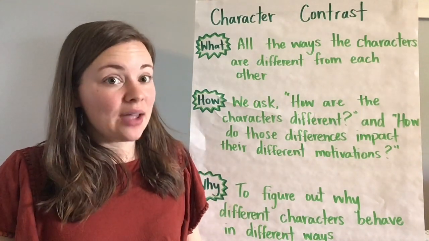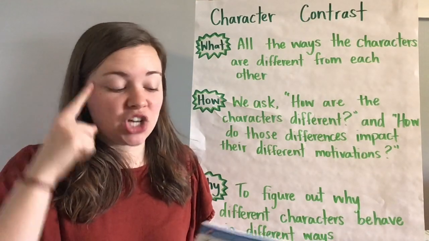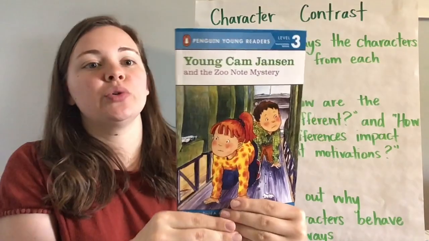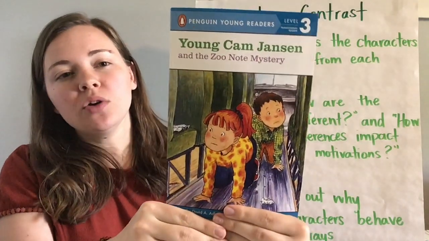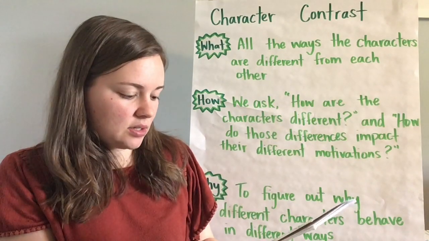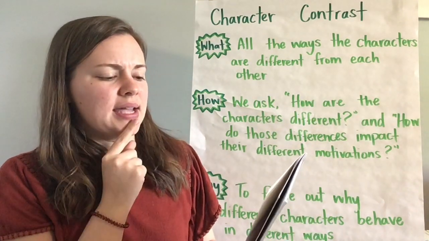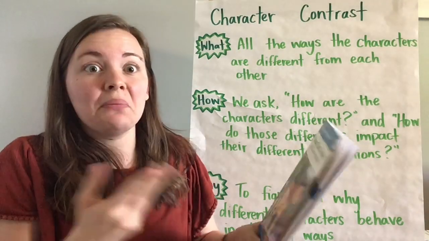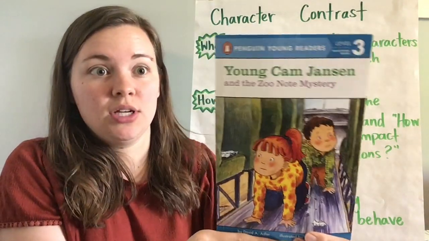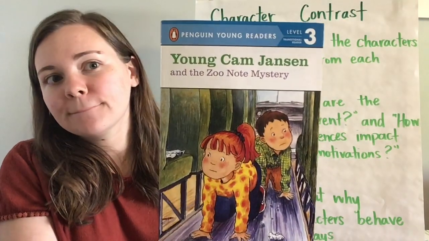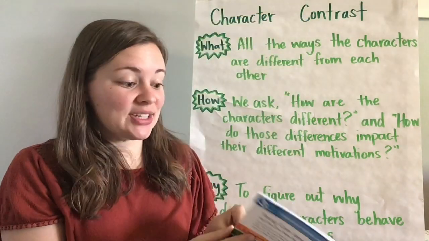So today, with that in mind as being our thinking job, we're going to read Young Cam Jansen and the Zoo Note Mystery. I'm noticing that there are two kids on the ground looking at something or looking for something, and this title is Zoo Note Mystery. So I'm wondering maybe they're looking for a zoo note. What do you guys think? What are you wondering about this book? Let's go ahead and get started.